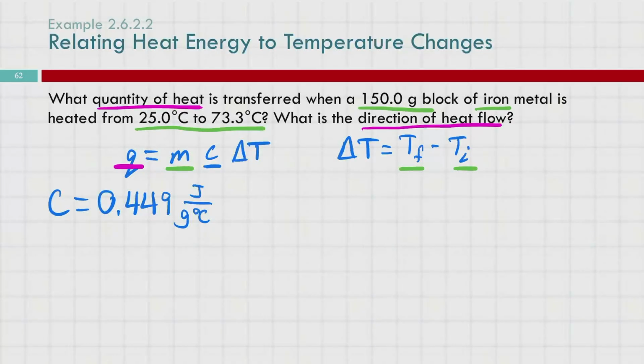Which temperature is our initial temperature? Is it 25 or 73? 25 is our initial temperature. And 73.3 is our final temperature. So we can calculate our delta T. It's 48.3 degrees Celsius.